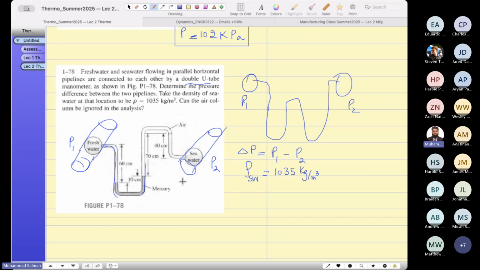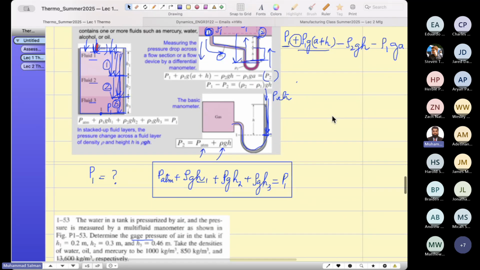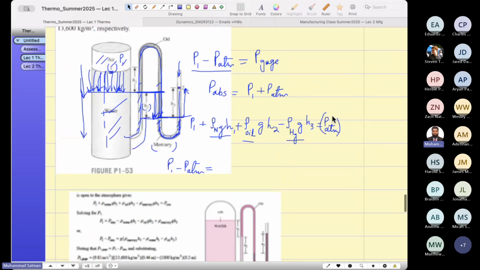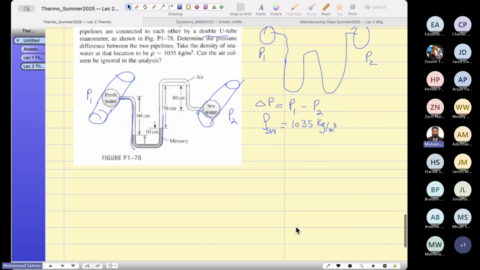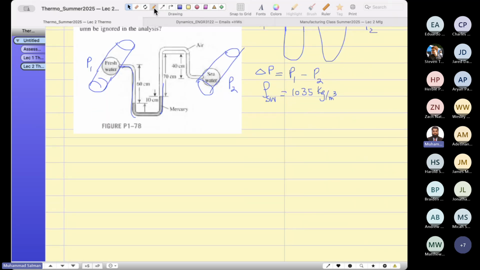So let's do this. You remember I showed you this question last time. I explained this question: you start from here and going down, you add the pressure. Going up, you subtract the pressure. So I'm going to teach you this technique again. Look here, I'm going to show you this starting from the left column. P1 is the pressure here. It's going down, and this is all P1.